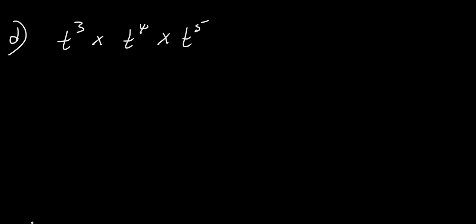Question D, we have t exponent 3 times t exponent 4 times t exponent 5. We are also dealing with multiplication here. All we have to do is to apply the multiplication rule. Keep the base, which is t, and add the exponent 3 plus 4 plus 5. And so the final answer is t exponent 12.